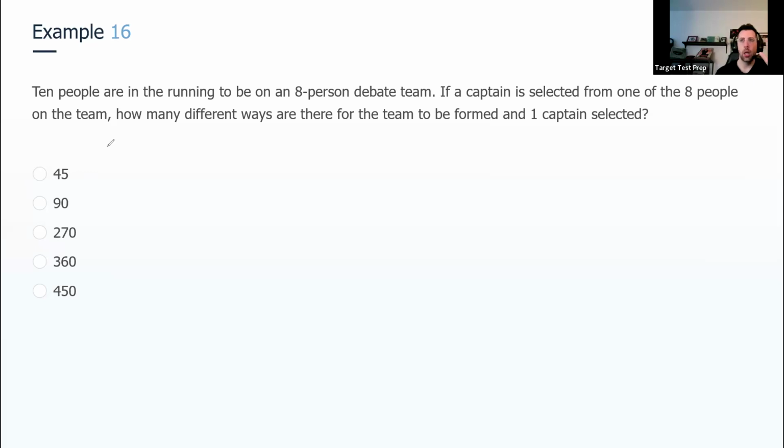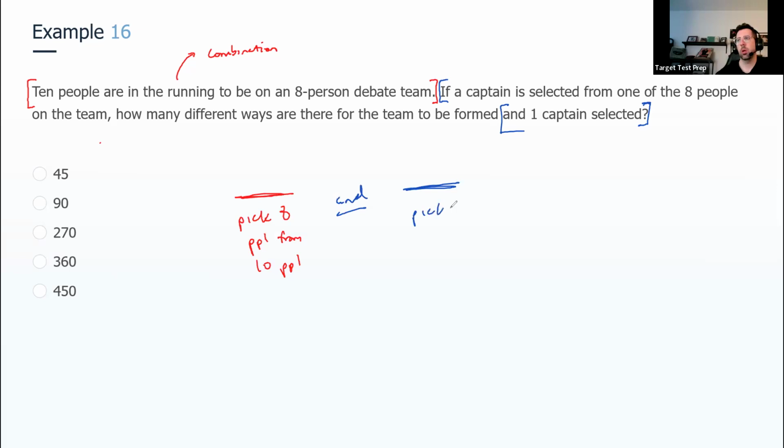That's great. But before we do that, I want to talk about what to do if you're not sure on a situation like this. As I alluded to at the beginning, there are really two pieces to this problem. There's 10 people, and we need to choose 8 of them to be on this debate team, and that's going to be a combination. And then there's this other piece about picking a captain from somebody on the team. Let's just focus on the picking a captain piece. So it's like pick 8 people from 10 people, and then pick 1 captain from 8 people.